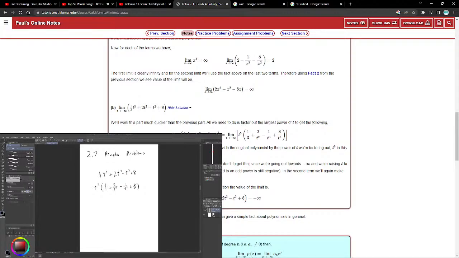Remember that all you need to do to get the factoring correct is divide the original polynomial by the power of t that we're factoring out. Now all we need to do is take the limit of the two terms. In the first, don't forget that since we're going out towards negative infinity, that we're raising t to the 5th power, so the limit will be negative.